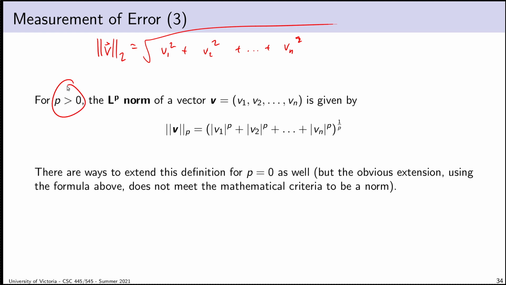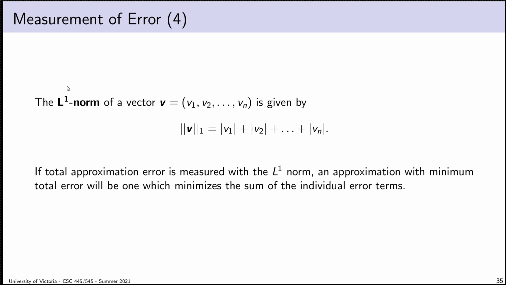P can be fractional. We can talk about the L0.5 norm. We're not going to do that, though, not here. So the L1 norm of a vector would be, well, okay, the formula would give us this. So the L1 norm would be the following thing. Absolute value of v1 to the power 1, absolute value of v2 to the power 1, plus ... absolute value of vn to the power 1, all to the power of 1 over 1.